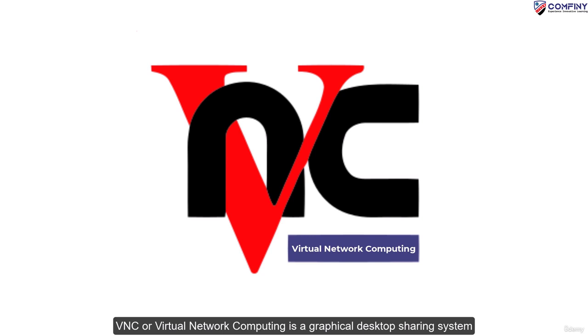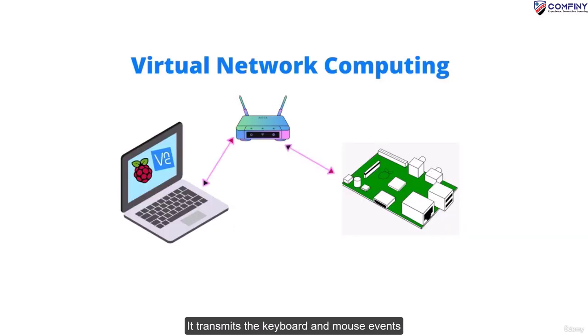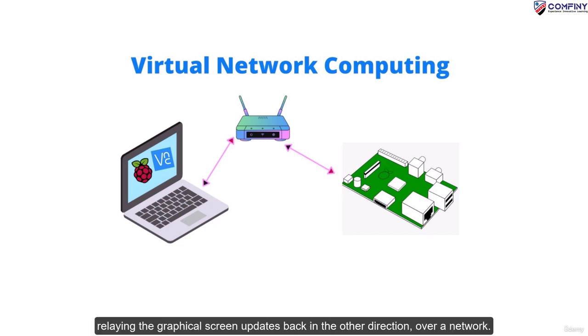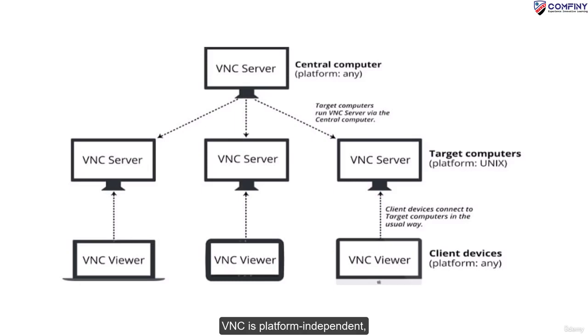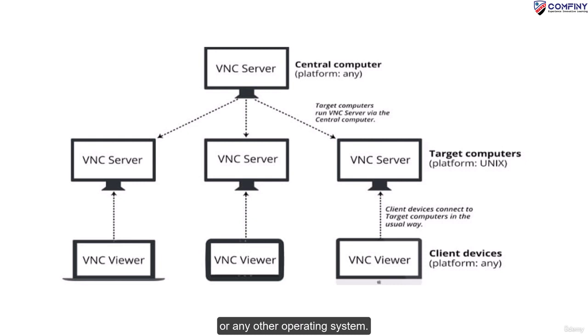VNC or Virtual Network Computing is a graphical desktop sharing system that uses the RFB protocol to remotely control another computer. It transmits the keyboard and mouse events from one computer to another, relaying the graphical screen updates back in the other direction over a network. VNC is platform independent. A VNC viewer on one operating system may connect to a VNC server on the same or any other operating system.